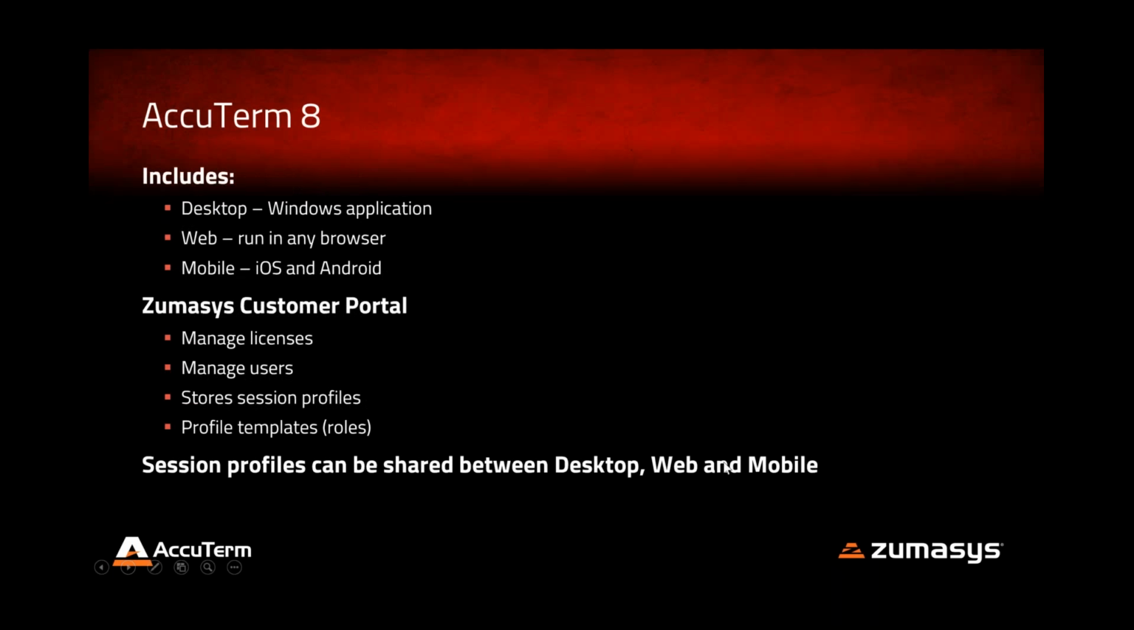So that's pretty much it for Accuterm 7, and now we're going to go to Accuterm 8, and that's where all of the hard work is really being done now. Accuterm 8 is 3 components. It's a desktop version, which is just your standard Windows application like Accuterm 7 is. It's a web version, which is HTML and runs in any browser, and it's a mobile version for iOS and Android.